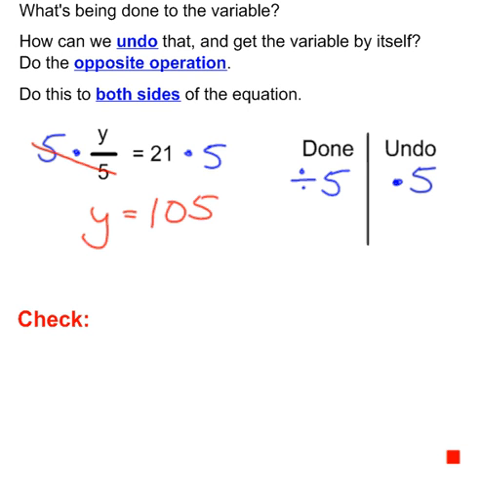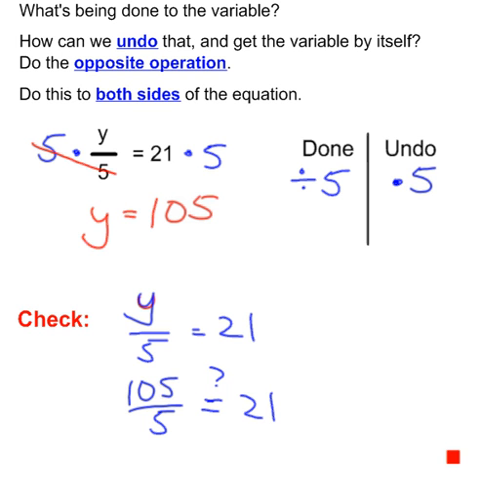Then I'm going to go down and check my equation. My original equation was y over 5 equals 21. So I'm going to plug in my proposed solution and ask, is that true? It is true, so we know that our proposed solution is correct. y equals 105.